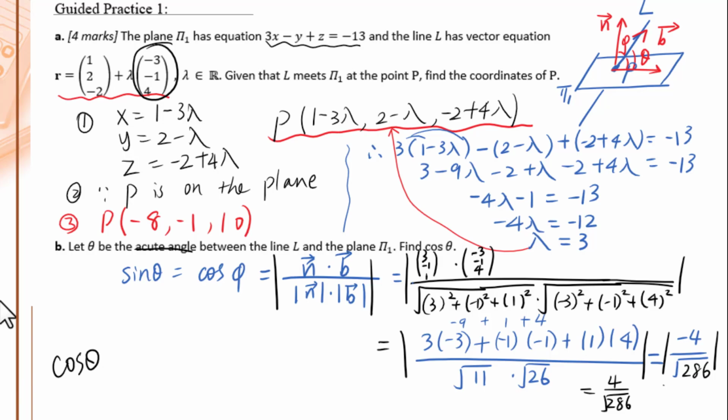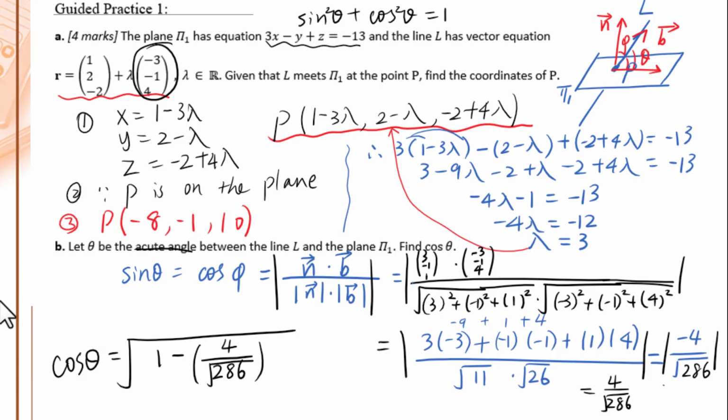Therefore, for cosine theta, using the formula sine squared theta plus cosine squared theta equals 1, cosine theta equals square root of (1 minus (4 over square root of 286) squared). Simplify. Square root of 270 over square root of 286. That is 3 square root of 30 over square root of 286.